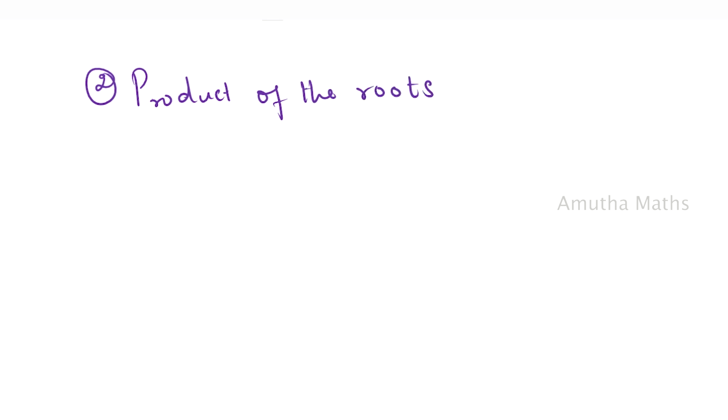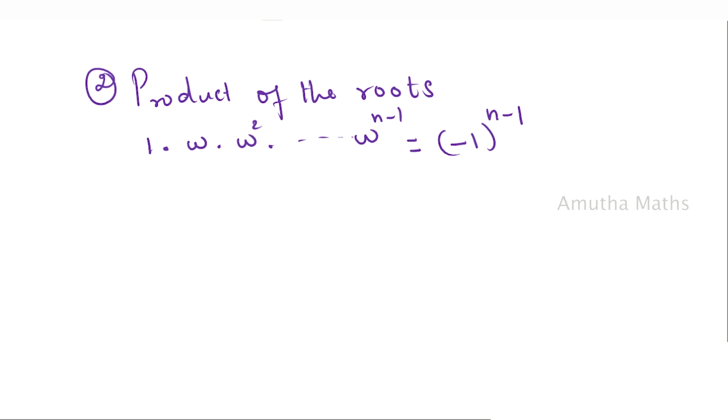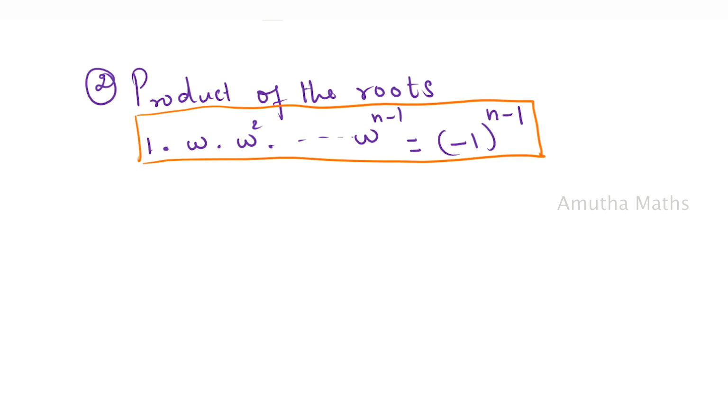Product of the roots, 1 into omega into omega square into etc. omega power n minus 1, is equal to minus 1 the whole power n minus 1. So this is the second property. So now we shall prove this. So LHS, what is LHS? 1 into omega into omega square etc. omega power n minus 1. Here I am going to find the product.